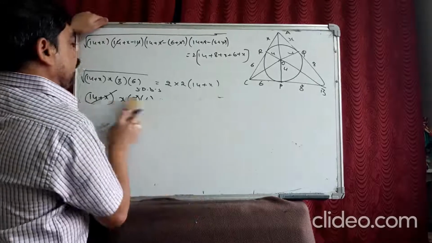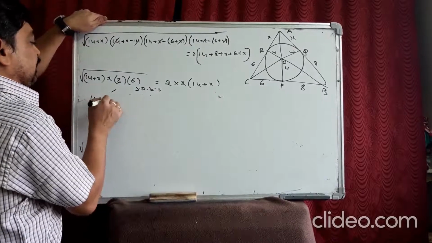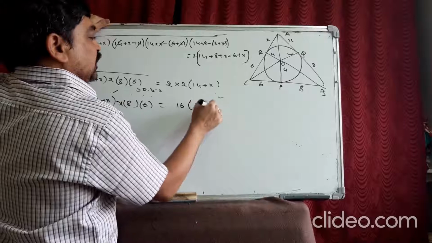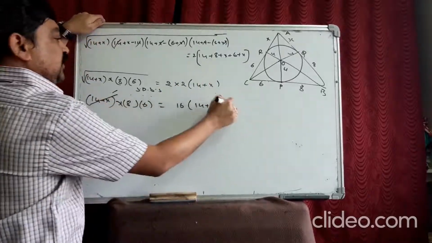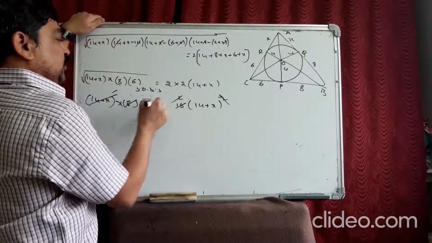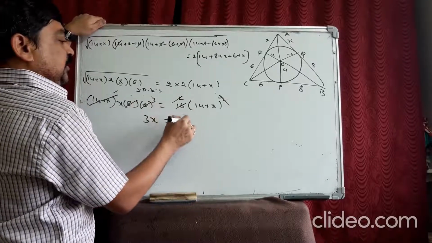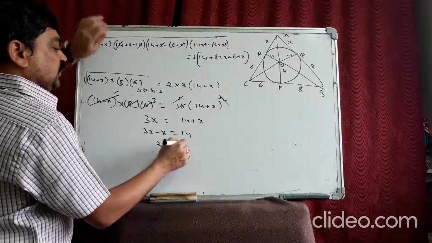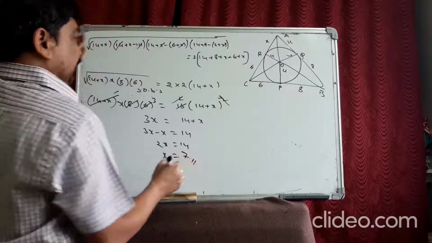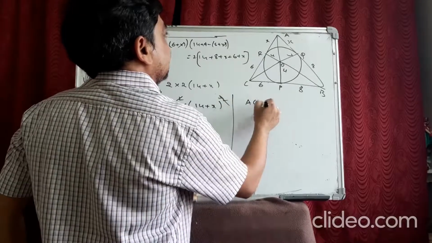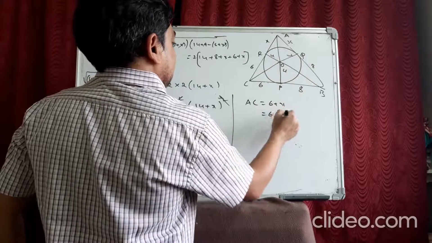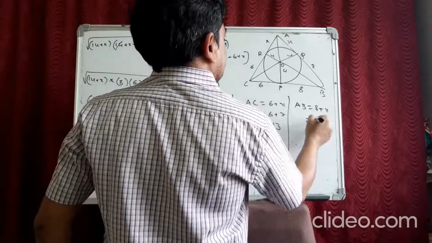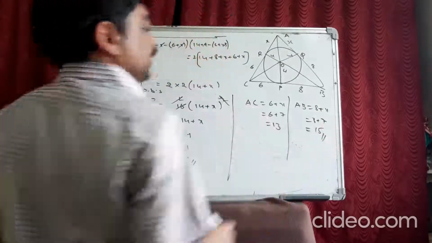sorry, when you square it becomes 16 into 14 plus x, I am sorry, whole square. One of the 14 plus x gets cancelled, 8 it becomes 2 times, 6 it becomes 3 times, 3x equal to 14 plus x, bring it here, 3x minus x is 14, 2x is equal to 14, x is equal to 7. When x is equal to 7, what is AC? 6 plus x, 6 plus 7, 13. And what is AB? AB is 8 plus x, 8 plus 7, that is 15.